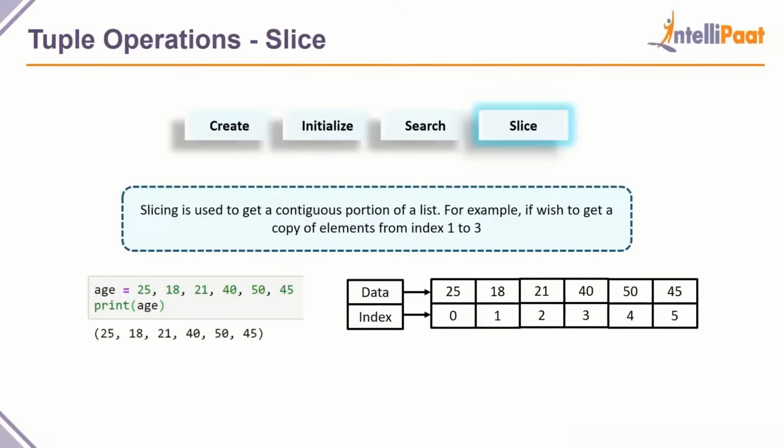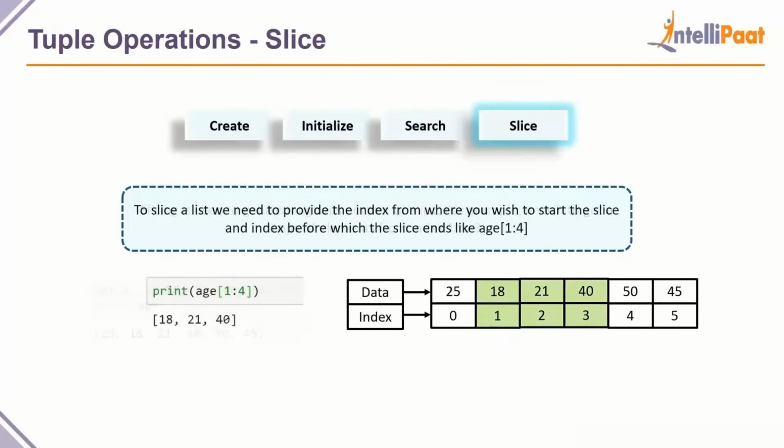For example, if we wish to get a copy of elements from index 1 to 3. When we're slicing, we're not actually removing all the other elements. We're just creating a copy of a subsection of the tuple. So here, if I want elements ranging from index 1 to 3, which are 18, 21, and 40, I just use the name of the tuple, and in the brackets I write 1:4. 1 is where I want to start from, 4 is right after where I want to end.